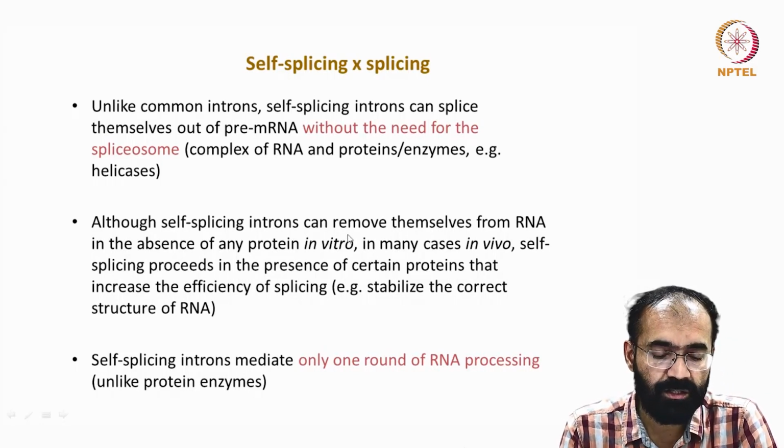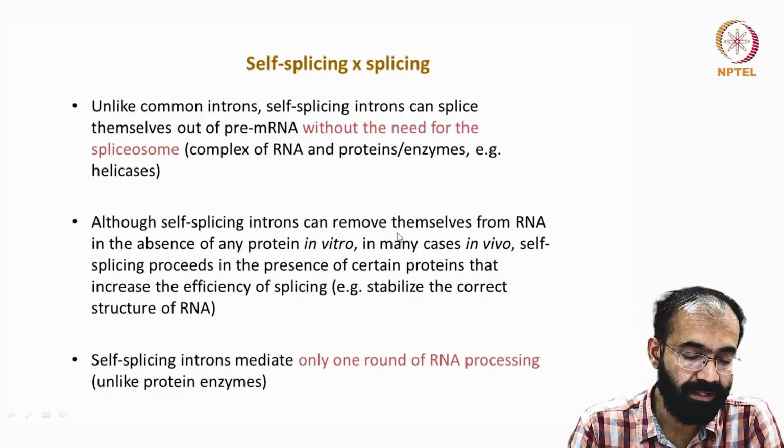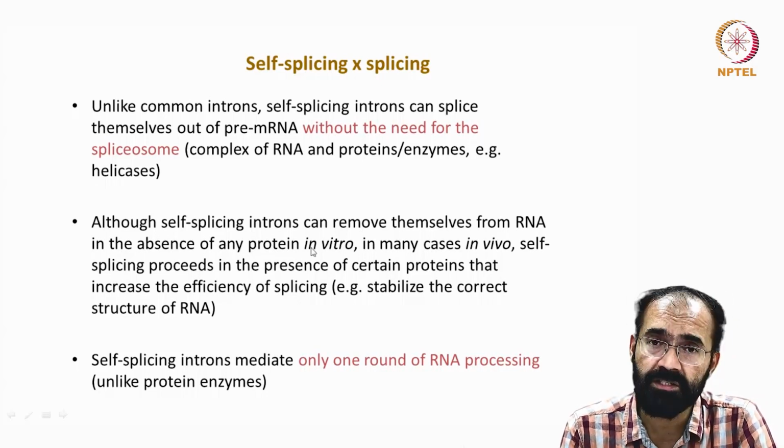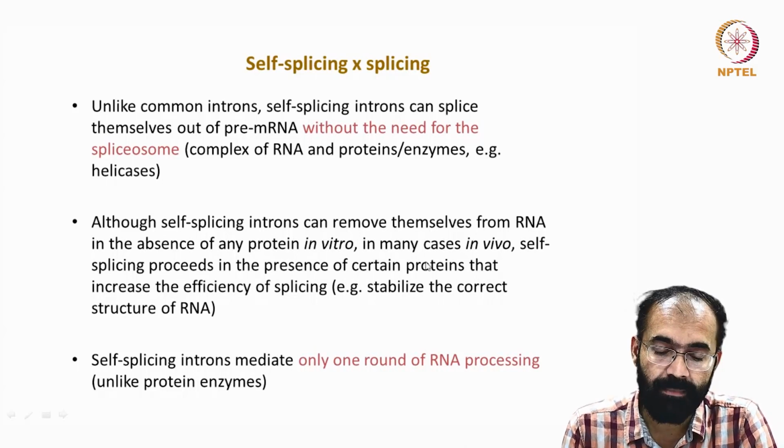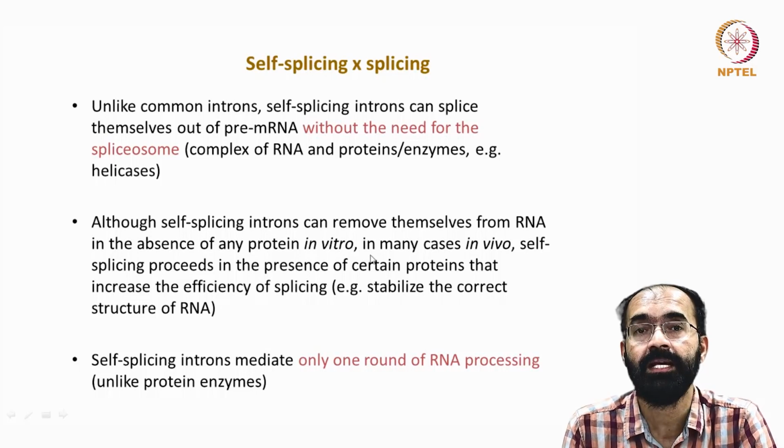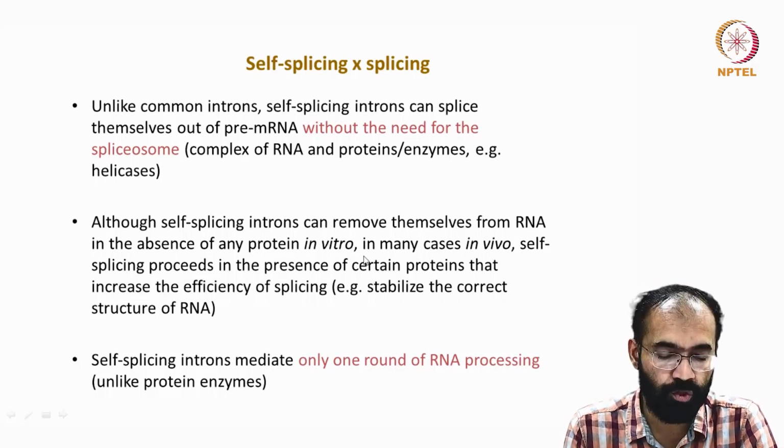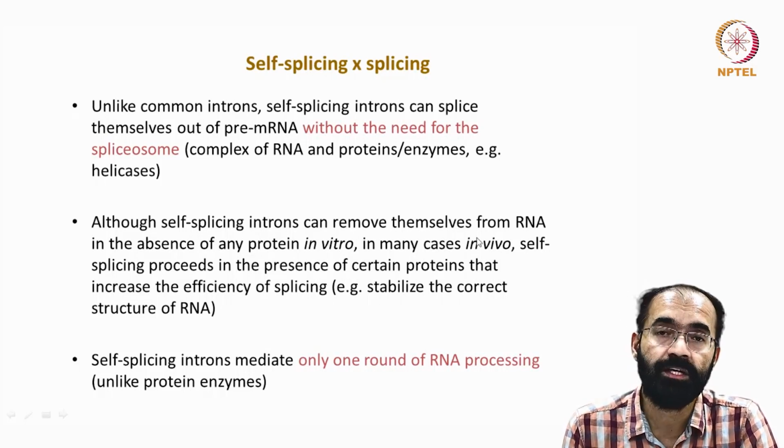Although self-splicing introns can remove themselves from the RNA in the absence of any protein in vitro, in many cases they need proteins in vivo, in reality, inside a cell. In vitro basically means a lab condition in a test tube. In vivo means within the organism.